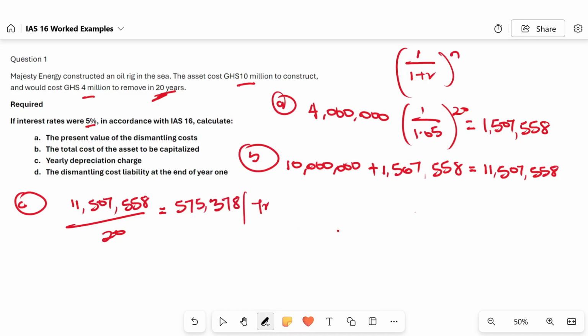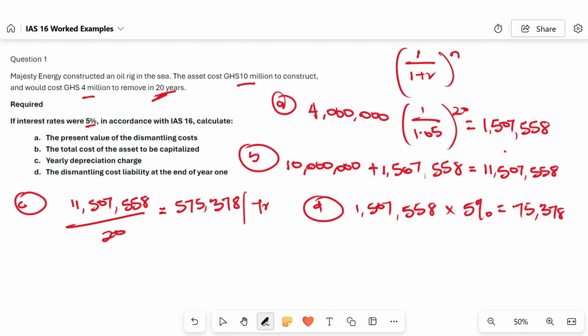The dismantling cost liability at the end of year 1. Each year, the liability would be increased by the interest rate of 5%. So let's get that down. That will be the present value of our dismantling cost, 1,507,558 times 5%. This will give us 75,378.